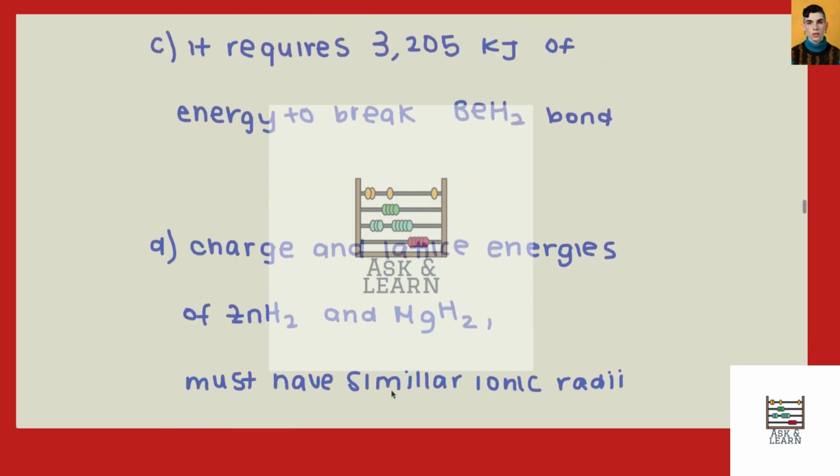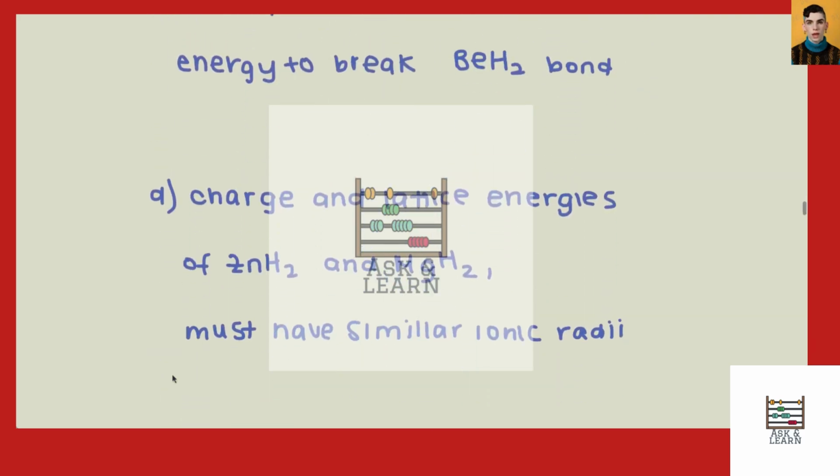And now, let's talk a little bit about comparing these different compounds we have. So what we see is we're comparing zinc and manganese when they're bound to H2. And what we see here is that the lattice energies and the charges of both of these compounds are relatively the same. They're very, very similar.